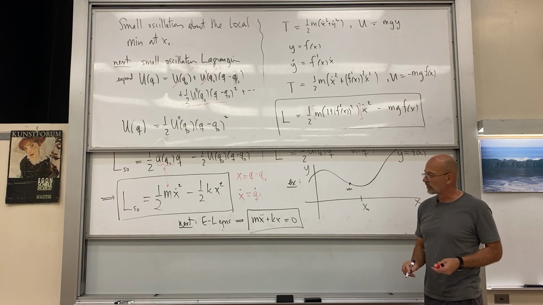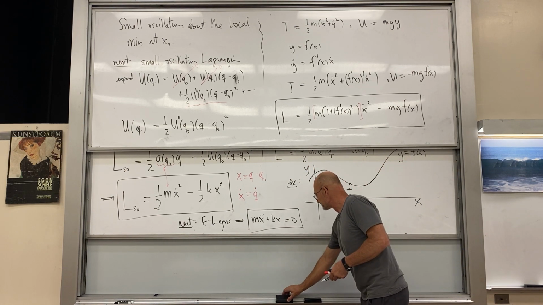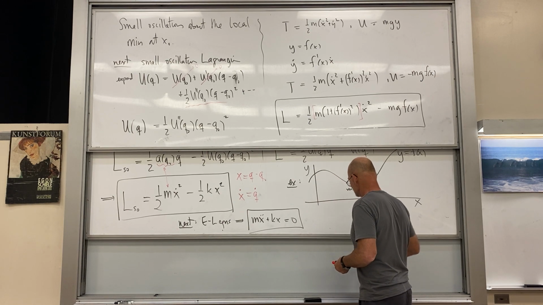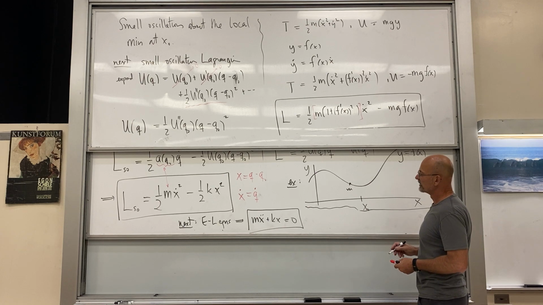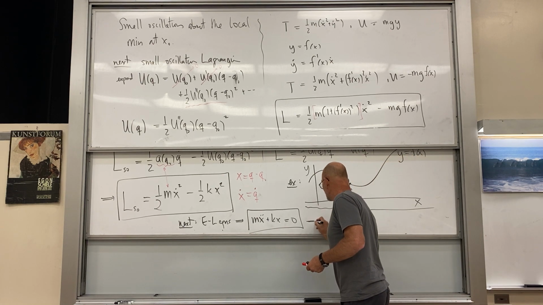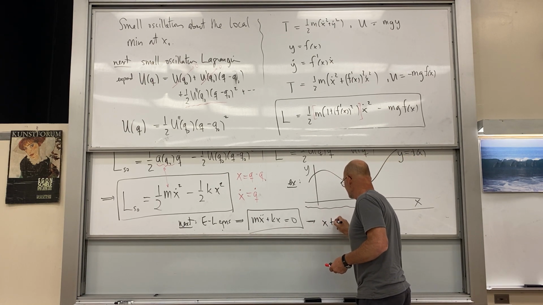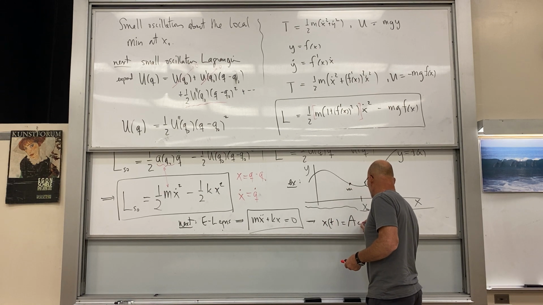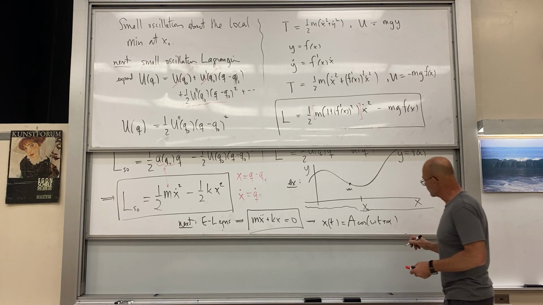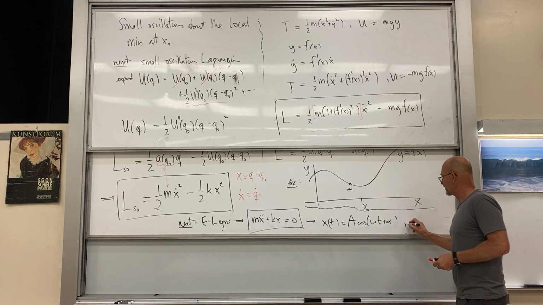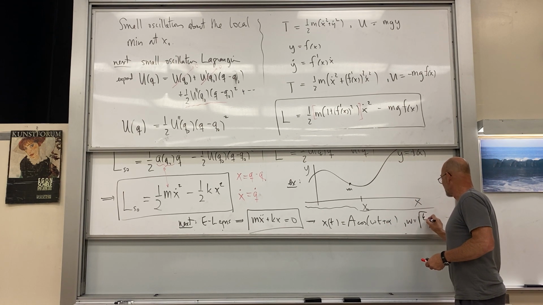Which is of course the well-known. Here, I'm just going to sneak it in here. Send everything up. And then what? x of t is equal to A cos(omega t plus alpha), or whatever you want to call that phase. Omega equals root k over m.